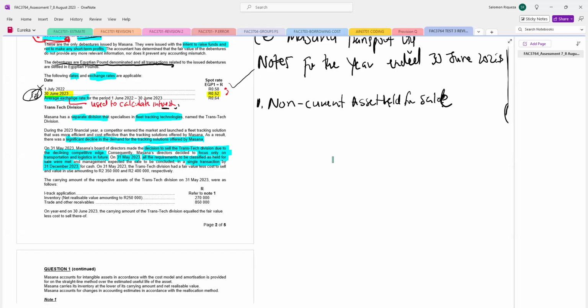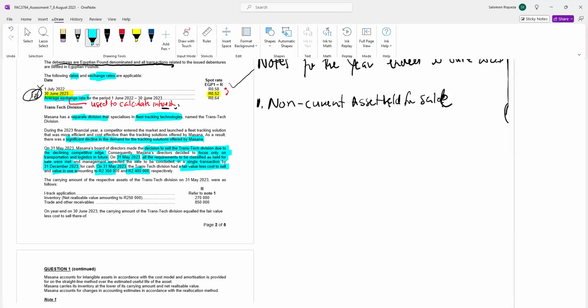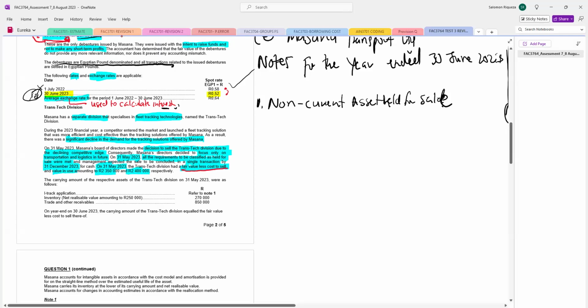Right. On the 31st May 2023, the Transtech division had a fair value less cost to sell and value in use of this and that. Please take note, where we are calculating non-current asset held for sale, we only use fair value less cost to sell. Any other impairment calculation, which is not non-current asset held for sale, you're going to use the higher of fair value and value in use.